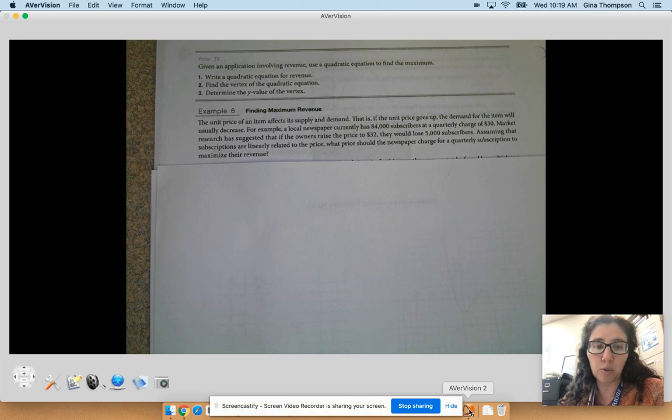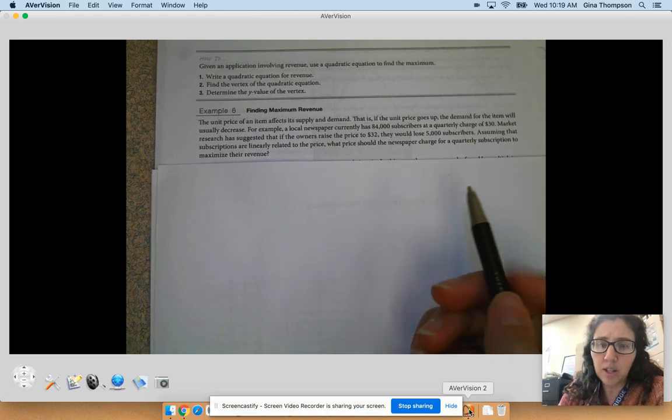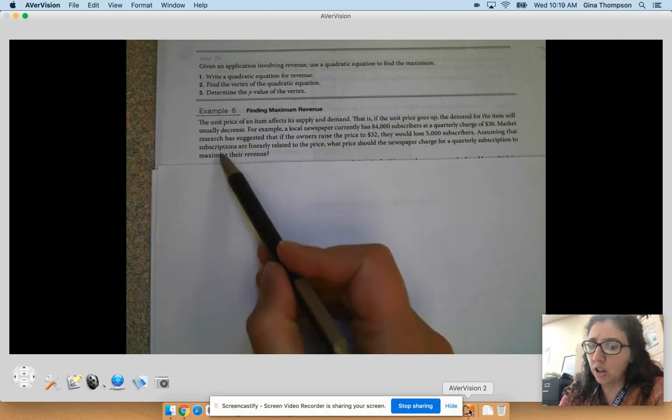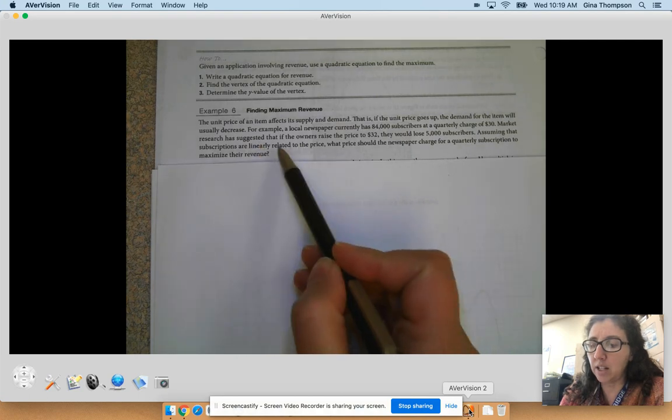Assuming that subscriptions are linearly related to the price, what price should the newspaper charge for a quarterly subscription to maximize their revenue? All right, so there's a lot going on here. So they say there's something linear. What do they say is linear? Subscriptions are linearly related to price.